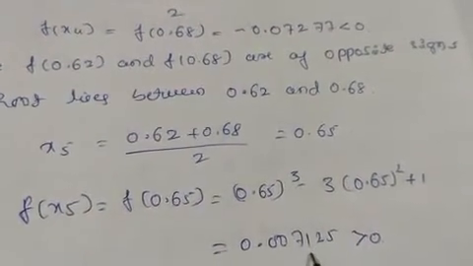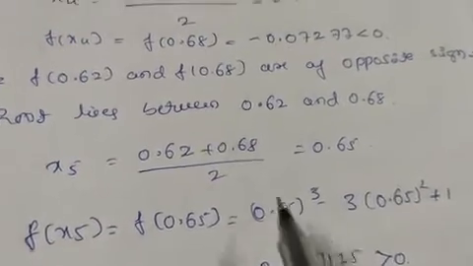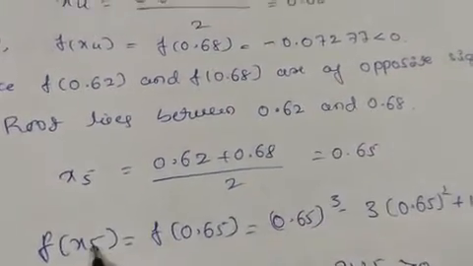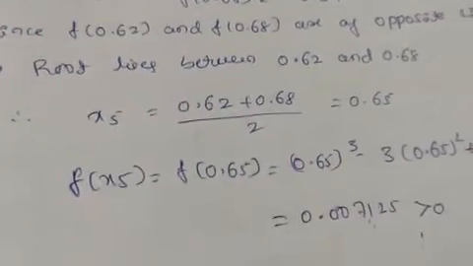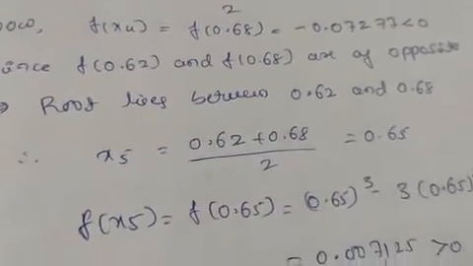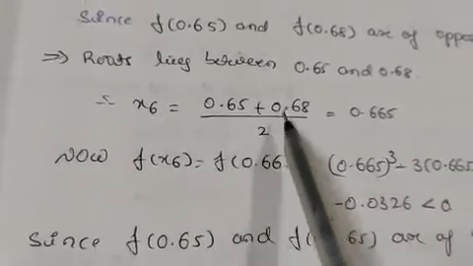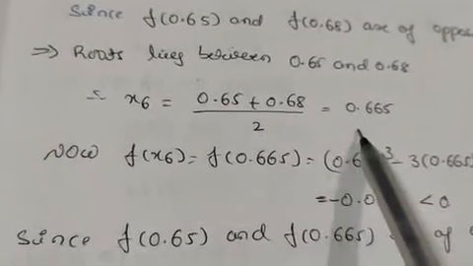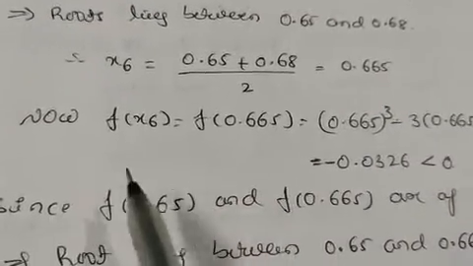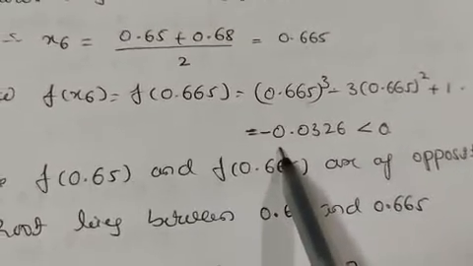After simplification, you will get a positive value. So f of x5 is positive and f of x4 is negative. Therefore, the root lies between x4 and x5, that is, between 0.65 and 0.68. You have to divide this interval once again. So 0.65 plus 0.68 divided by 2 gives 0.665. The same procedure you repeat here. F of x6, after simplification, you will get a negative value.